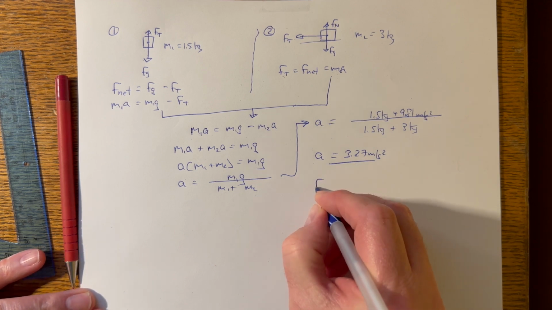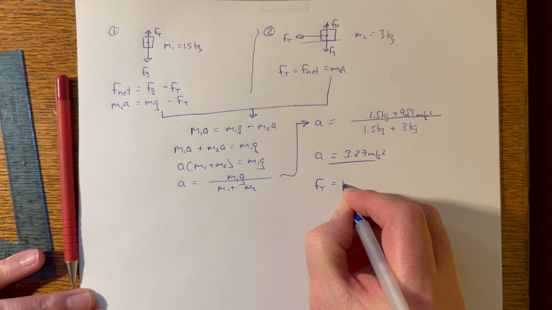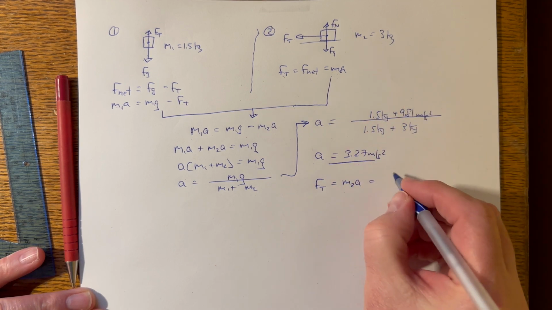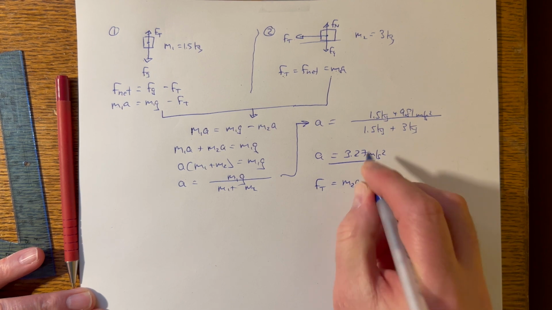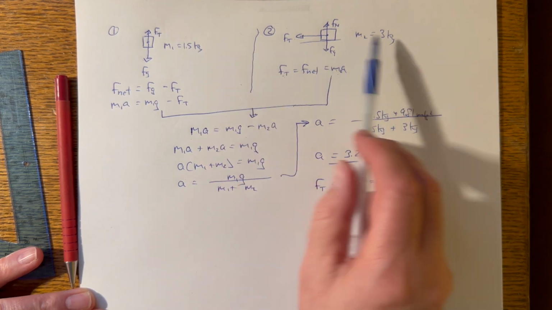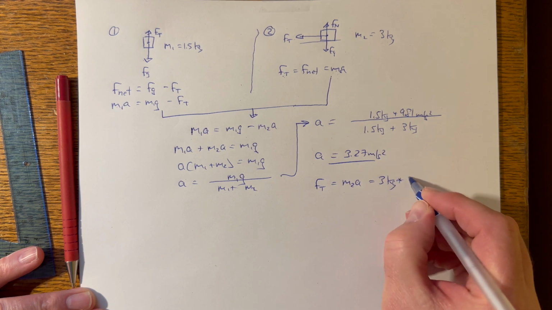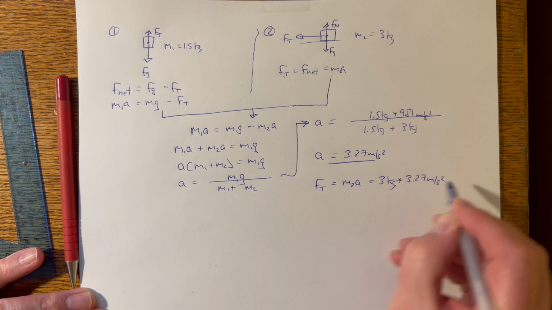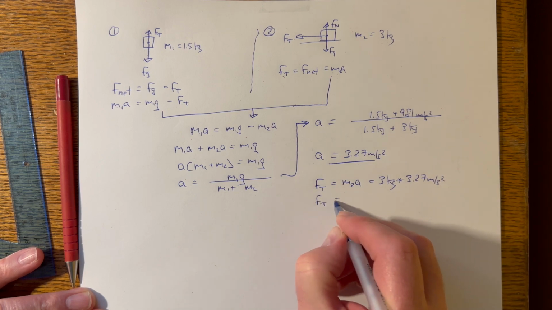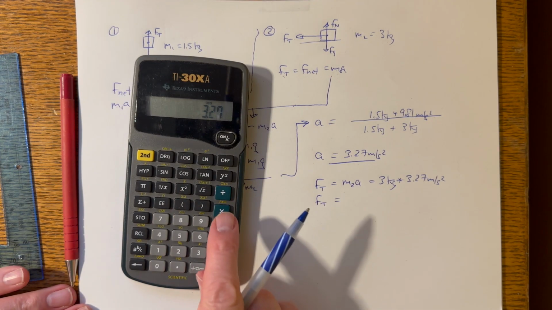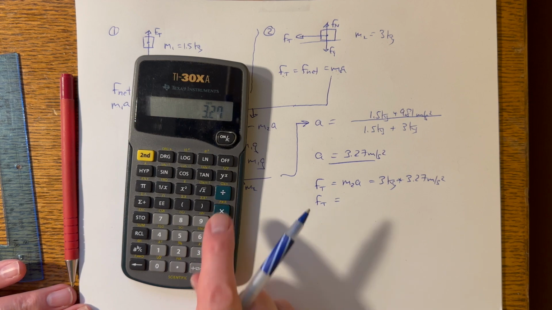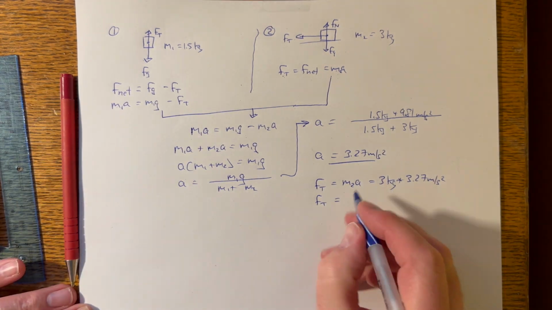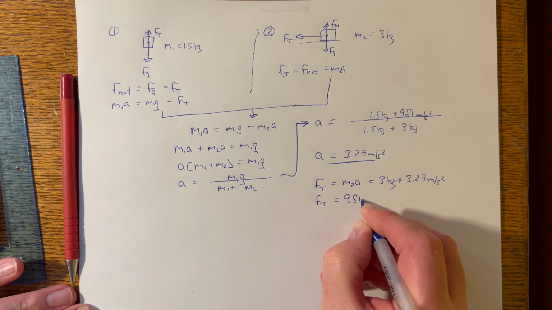So the tension, which is what I'm now looking for, is M2A, where M2, of course, is 3 kilograms. It's so important to write stuff down so you don't mix up things like those masses. Times 3.27 meters per second squared. The tension force is 3.27 meters per second squared times 3 kilograms. Oh, 9.81 newtons.